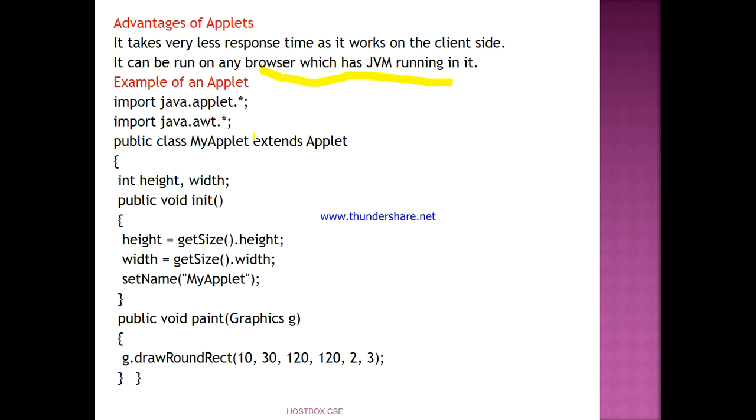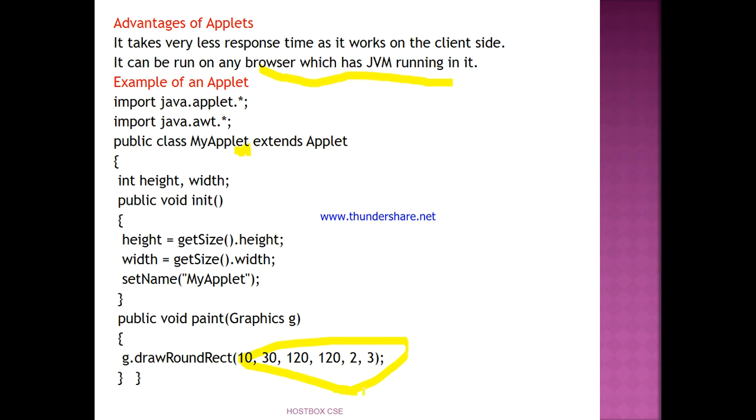Let's take one example program. I am writing: import java.applet.*; import java.awt.*; public class myapplet extends Applet. This is the class name I'm going to use here, myapplet. Then int height, width; public void init, height equals getSize().height, width equals getSize().width, setName("myapplet"); then public void paint(Graphics g), and I'm going to draw the round rectangle by calling g.drawRoundRect(10, 30, 120, 120, 2, 3). I use these dimensions to get the round rectangle.